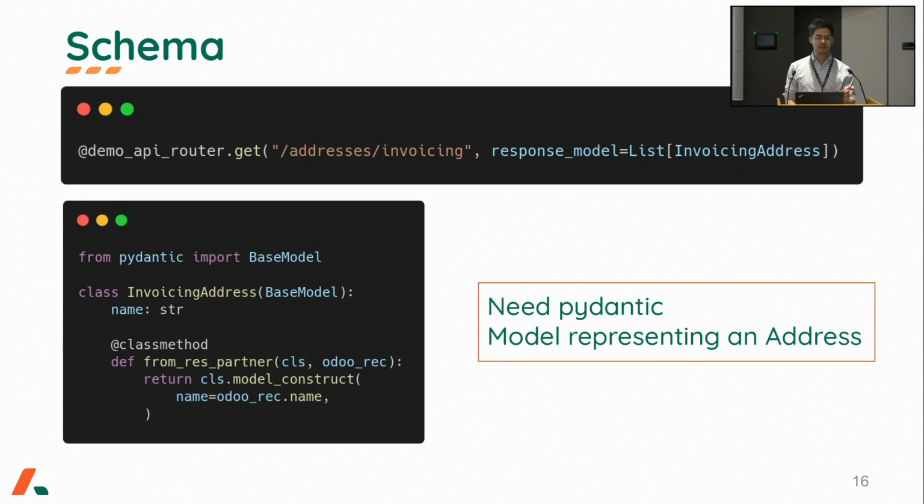So let's take the first line. I'm saying that I'm attaching on the demo API router a get method. Then I'm telling that it's the root slash addresses slash invoicing. And I'm telling that the response model will be a list of invoicing address. So some people may see that my example is coming from Shop Invader, but it has been simplified for the presentation purpose.